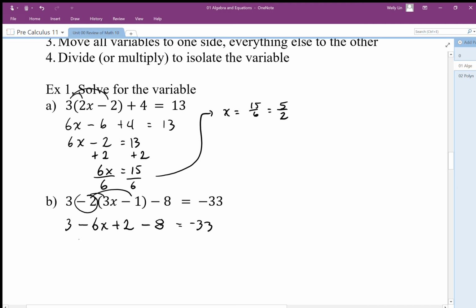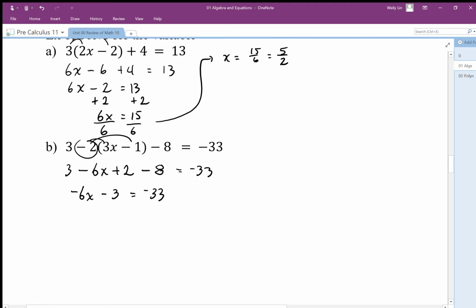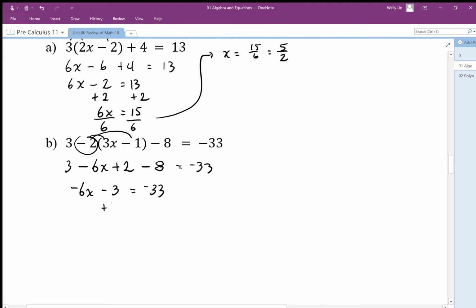So I'm going to group my terms. So this is a negative 6x plus 3 plus 2 minus 8 gives me minus 3. And we record that negative 3. Undo these calculations. We undo minus with plus. And we undo times with the divide. And I can get rid of the negative by dividing by negative, because negative divided by negative gives me my positive x, which is what I'm looking for. Here, the negative divided by negative is going to give me the positive 5.